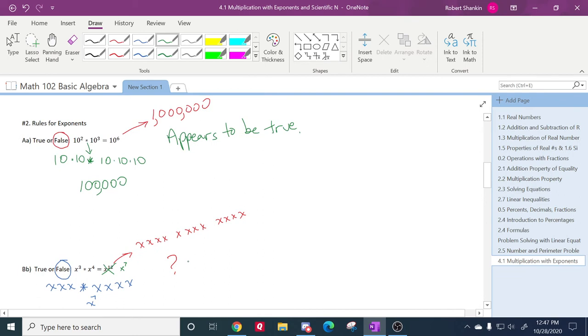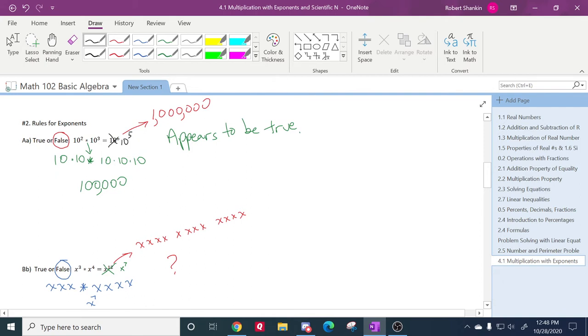The real answer up here, 10 to the 2nd is here, 10 to the 3rd is here. It's 1 with 5 zeros. This should have been 10 to the 5th. How do you get 5 from the 2 and the 3? You add them together.